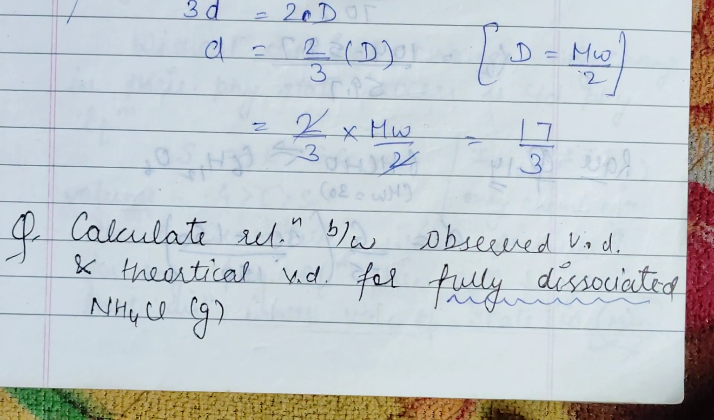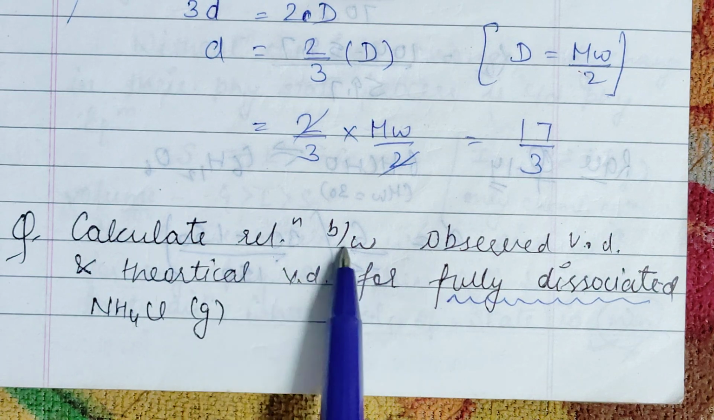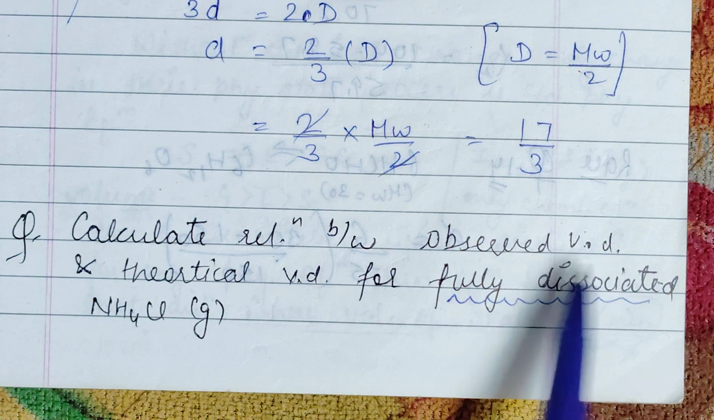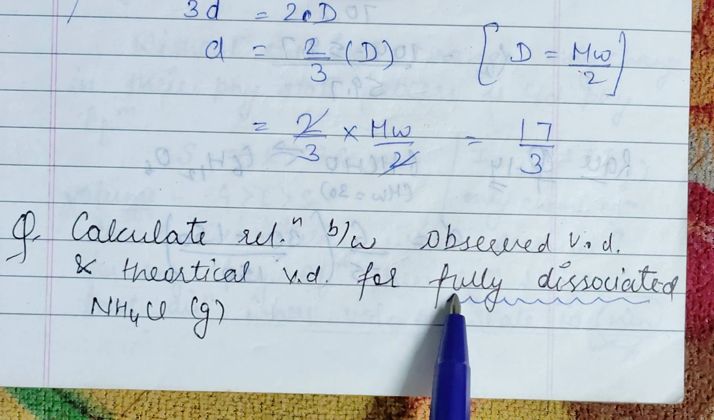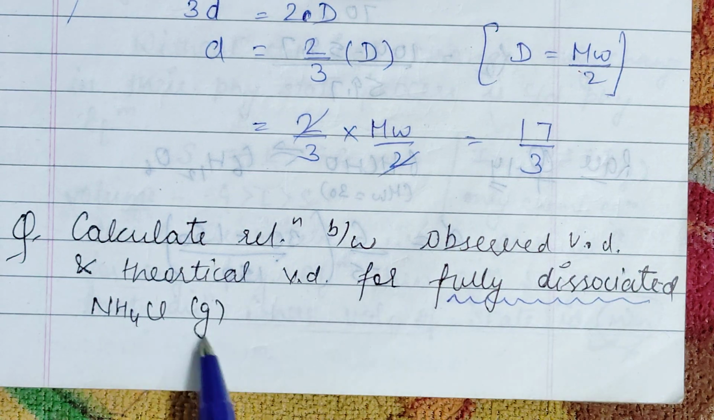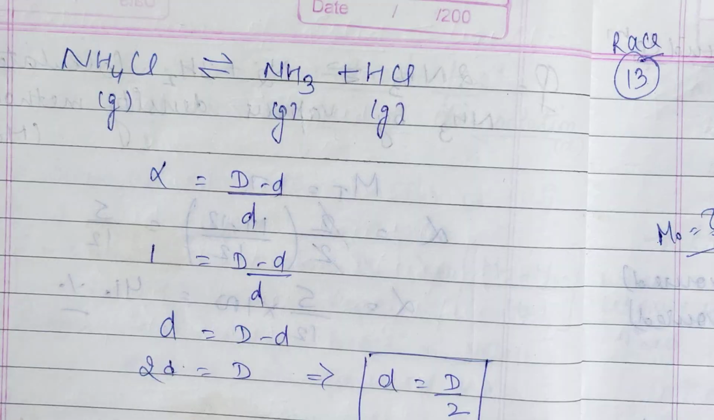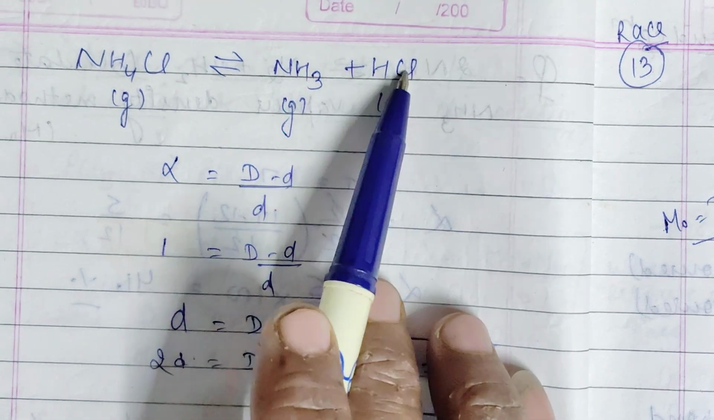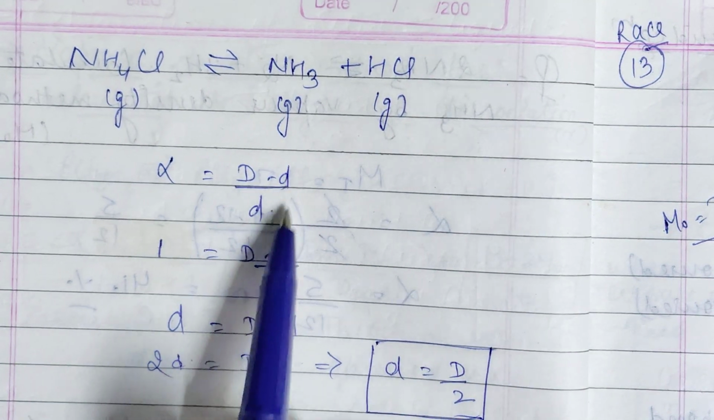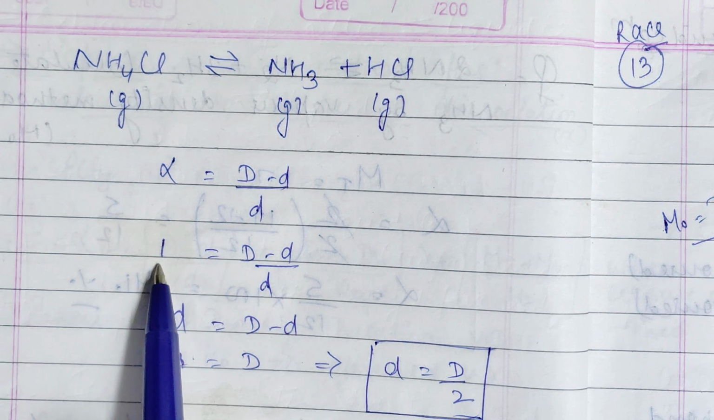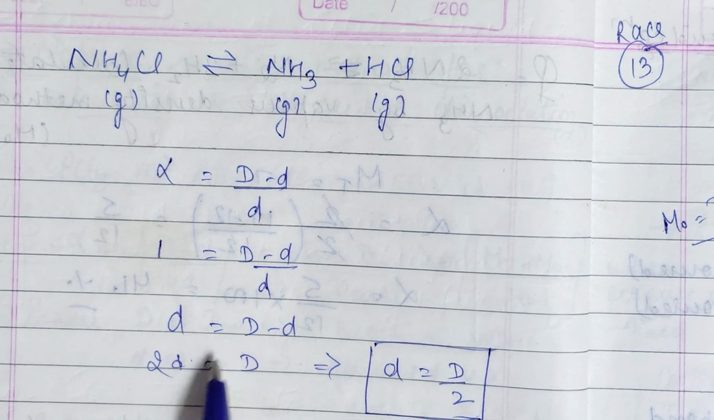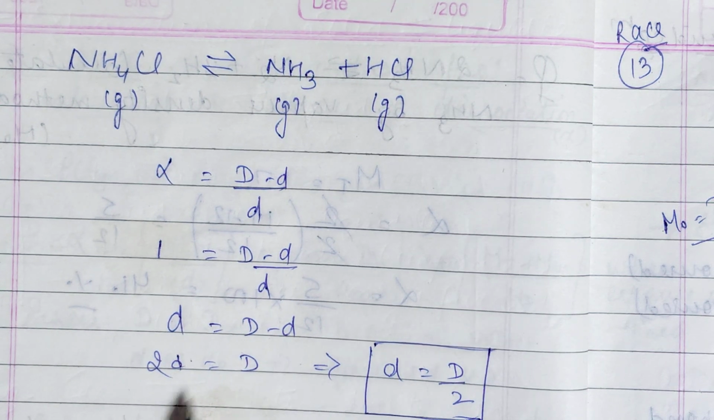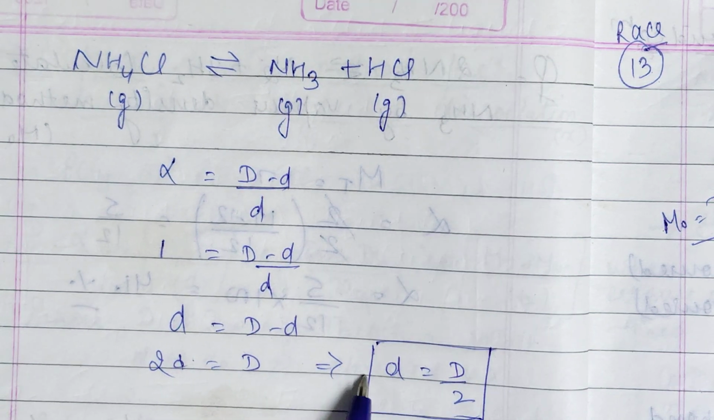Here is the next question. Calculate the relation between observed vapor density and theoretical vapor density for fully dissociated NH4Cl gas. NH4Cl gas gives NH3 gas plus HCl gas. So alpha is D minus d upon d. So alpha is 1. So D minus d upon d equal to 1, by cross multiplying, d equal to capital D minus d. So 2d equal to capital D, small d equal to D by 2.